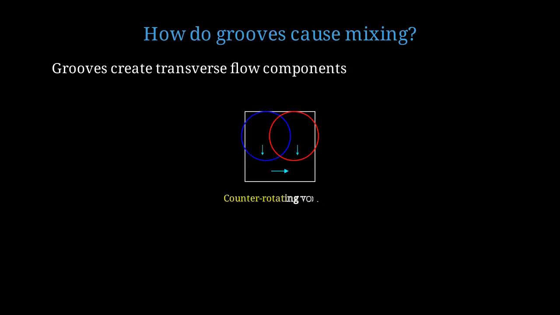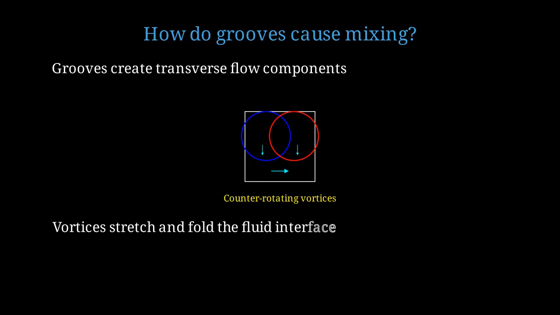Looking at the channel cross-section, the herringbone grooves generate counter-rotating vortices. Fluid circulates up on one side, across the top, down on the other side, and back along the bottom. These vortices continuously stretch and fold the interface between the 2 fluids. Blue and red fluids are wrapped around each other in increasingly complex patterns.